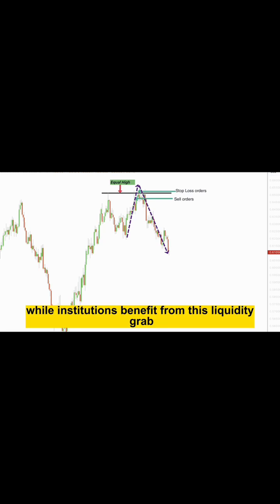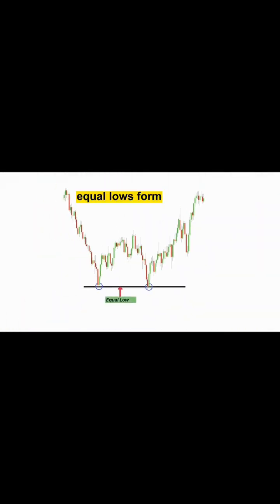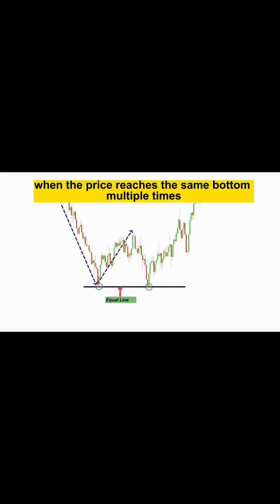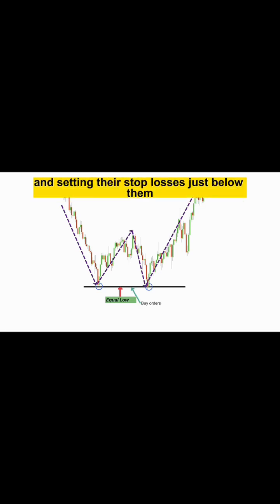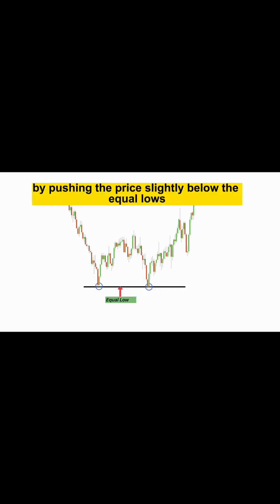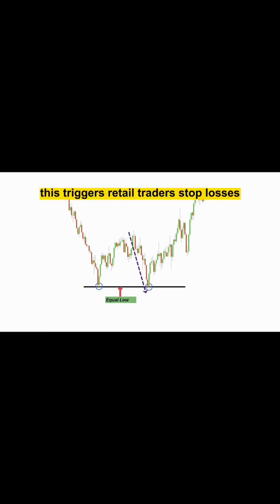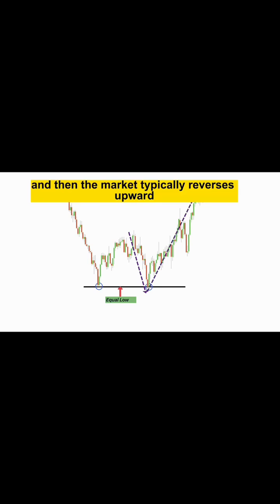from this liquidity grab. Equal lows form when the price reaches the same bottom multiple times, creating a perceived support level. Retail traders often assume the support will hold, placing buy orders at the lows and setting their stop losses just below them. How smart money uses it? Smart money identifies this as an opportunity to grab liquidity by pushing the price slightly below the equal lows. This triggers retail traders' stop losses, creates a liquidity grab, and then the market typically reverses upward.